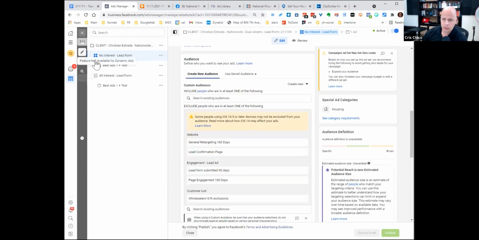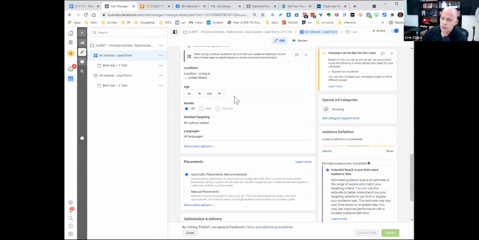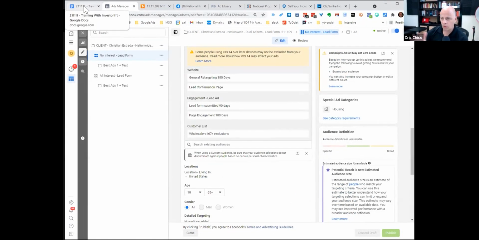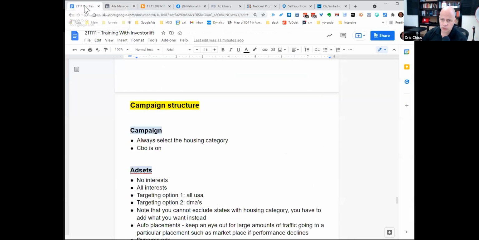let me see what this one is. I was going to show you. Okay. So we do automatic placements. Automatic placements is where you just tell Facebook, show the ad wherever you want. That's pretty much what we do, just because of the issues of iOS, we're running that campaign just wherever Facebook sees fit.